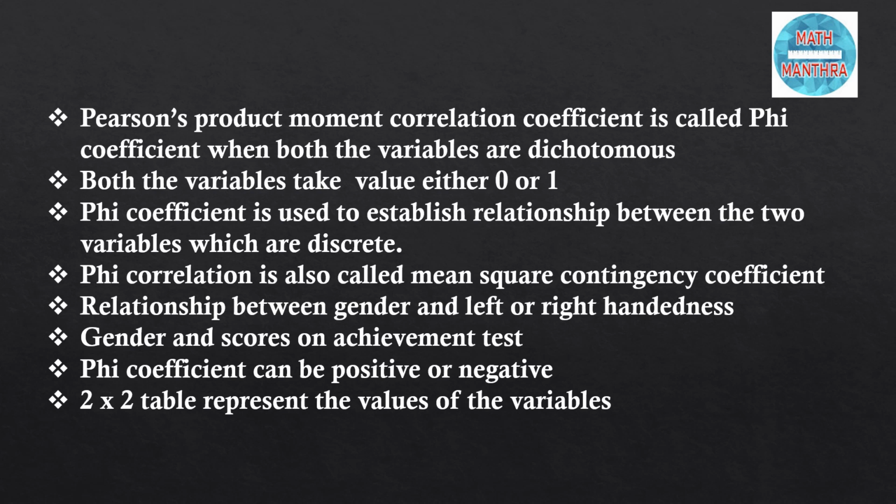Phi coefficient can be positive or negative. As we know, when we find the correlation coefficient, you can get values which range between -1 and +1. So here also the Phi coefficient can be positive or negative. It is normally represented in terms of a 2 by 2 table, since the variables involved here take exactly two values, or otherwise we can say the data is binary data whose relationship we are finding out. So let us see how we find the Phi correlation for a given binary data.